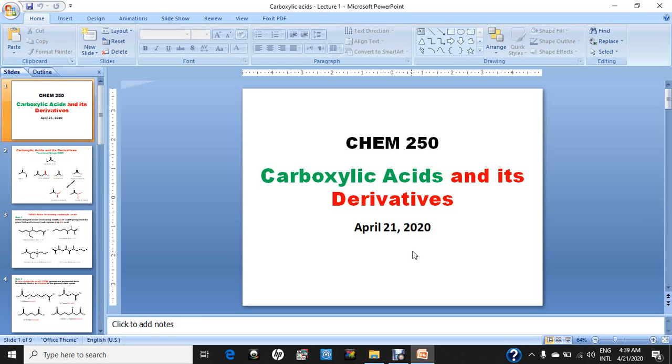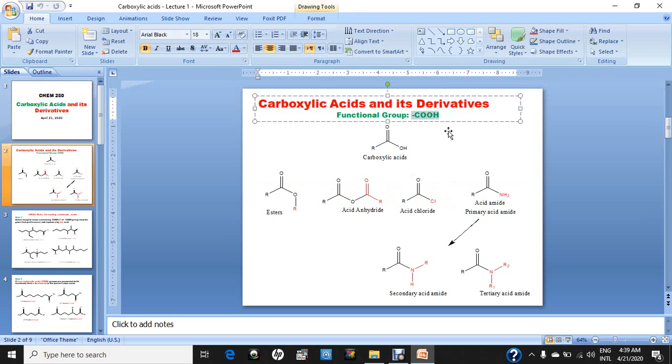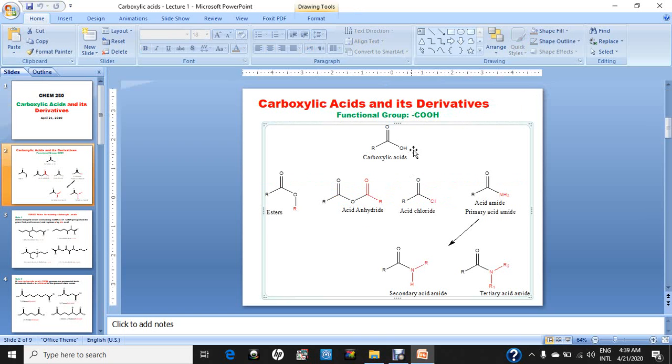Dear students, today I am going to start a new chapter, carboxylic acids and its derivatives. So first of all, let us go through the derivatives of carboxylic acids. Carboxylic acid and its derivatives: the functional group is C double bond O with OH. If it is simple RCOOH, it is a carboxylic acid.